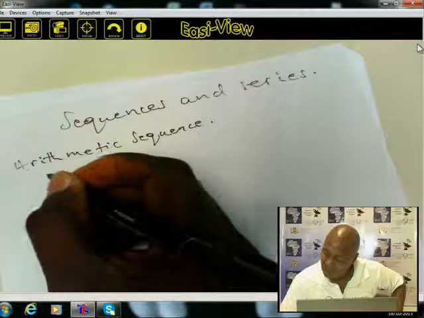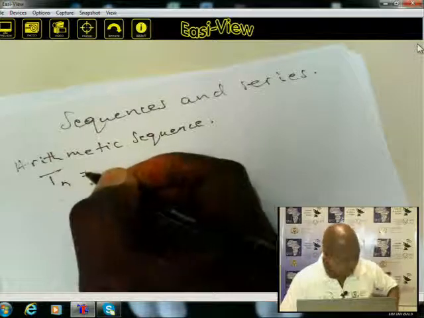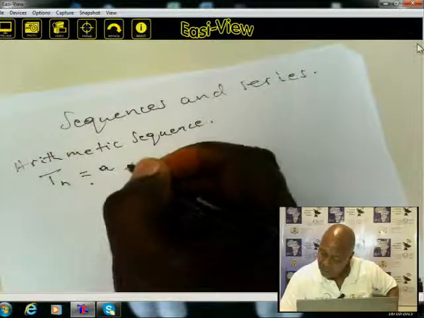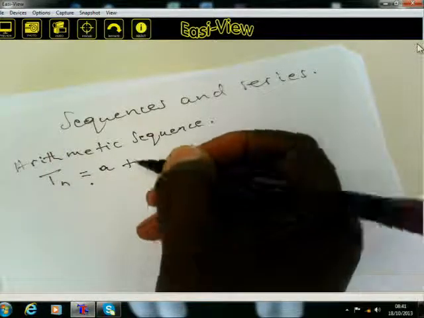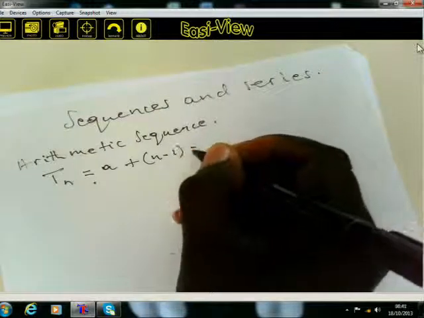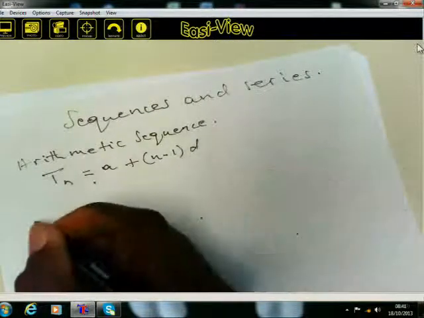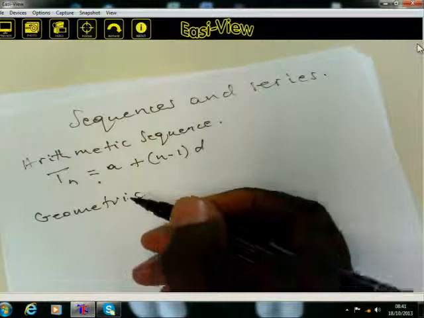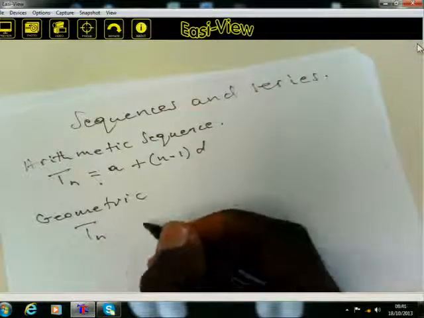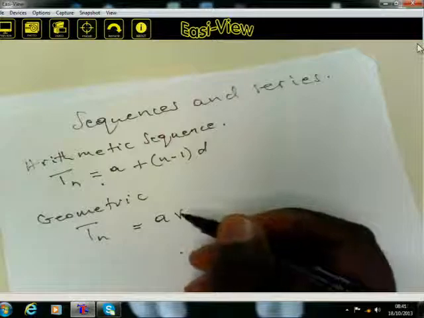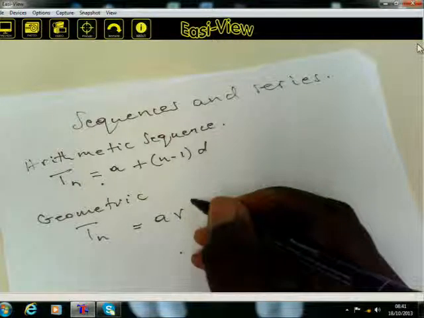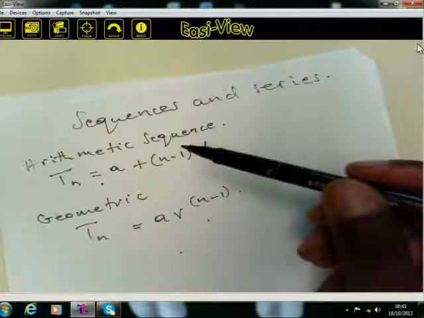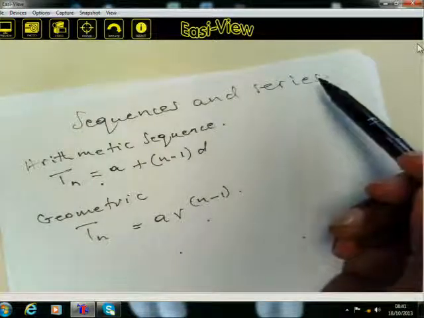We are going to have the equation for the general term to be Tn is equals to a plus n minus 1 d. And then for something geometric, we are going to have Tn is equals to A r to the power n minus 1. Right? I am saying we are going to do sequences and series.